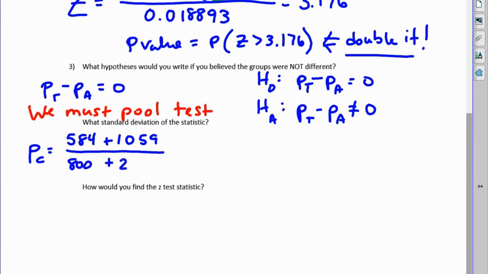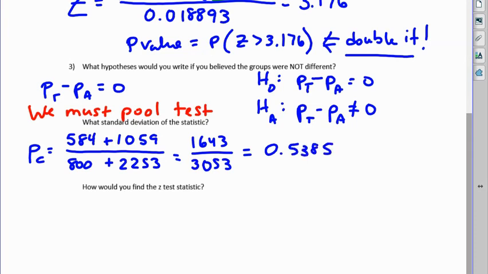and then see how I'm putting the two groups together. If you're telling me there's no difference between these two groups, then why didn't you just take those 584 people and say they're really the same as the adults who are doing this? So there's really 1,643 people who are on social networking, and there's 3,053 people in all. And so really the proportion of people, because they're really all the same, is 0.53859. So that's my p.